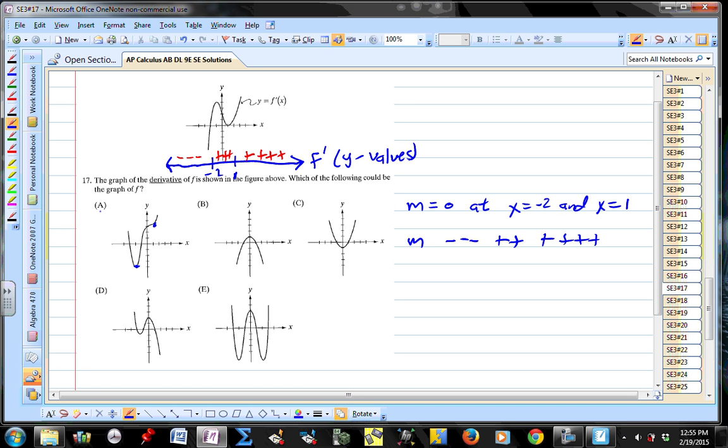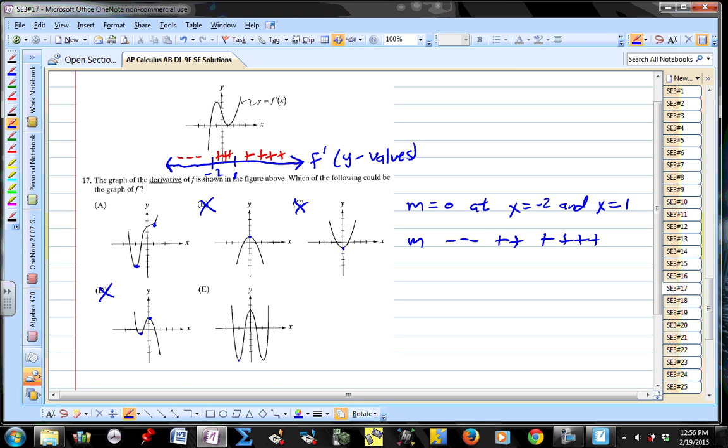B, the slope of this graph equals 0 only at x equals 0. So this is not going to match our description. Same thing with C. At D, our slope is 0 around negative, I can't tell, 1.5, and then again at 0. That doesn't match.